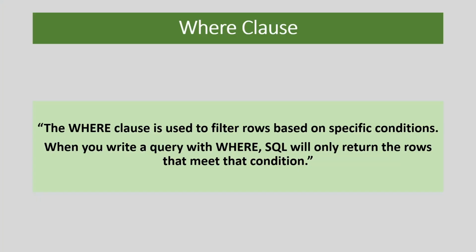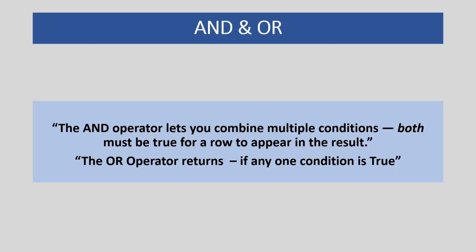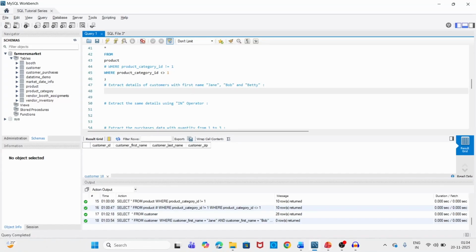Now going back, next is the and or operator. The and operator lets you combine multiple conditions. That is, all the conditions must be true for a row to appear in the result. The or operator returns a row if any one condition is true. Now let's go to our MySQL workbench so that I can explain you in detail.